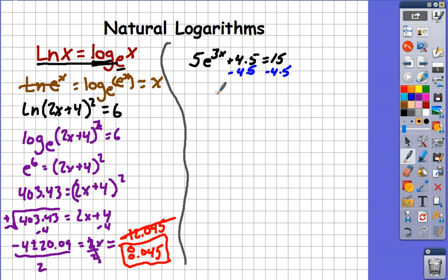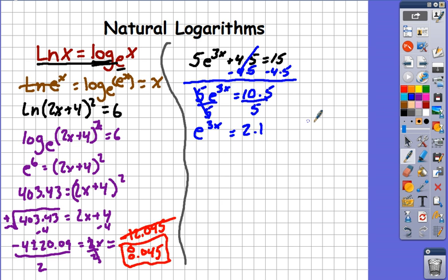Why did we do 4.5 first? Right, the opposite of the order of operations is what we're following right now. So we did addition and subtraction before multiplication and division. So we now have 5 times e to the 3x equals 10.5. We're going to divide that 5 out now to get rid of it, giving us e to the 3x equals, gosh, what is that? 2.1. And then our last step, we're almost there.